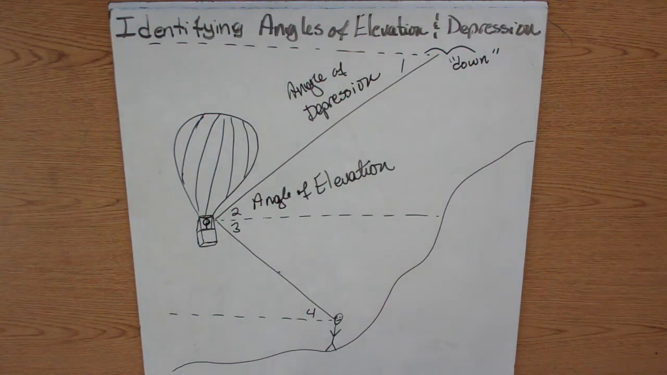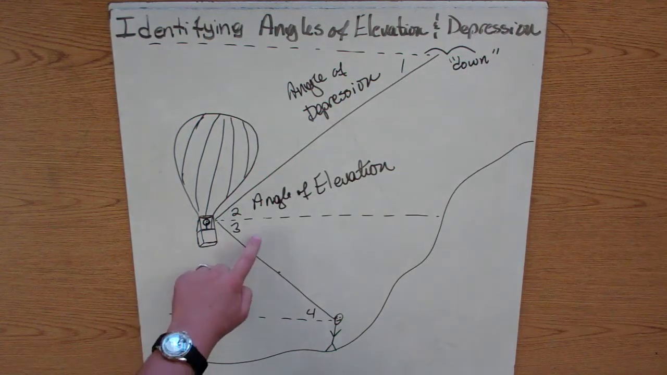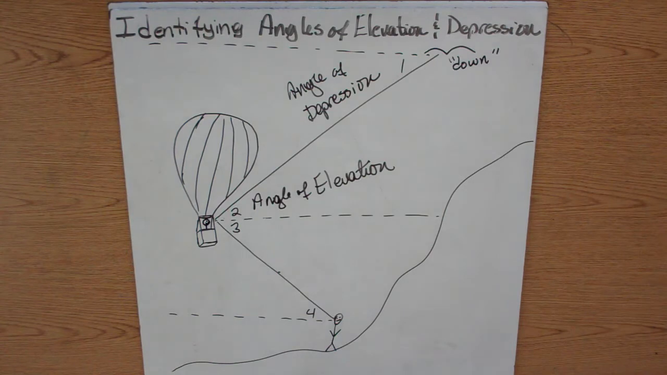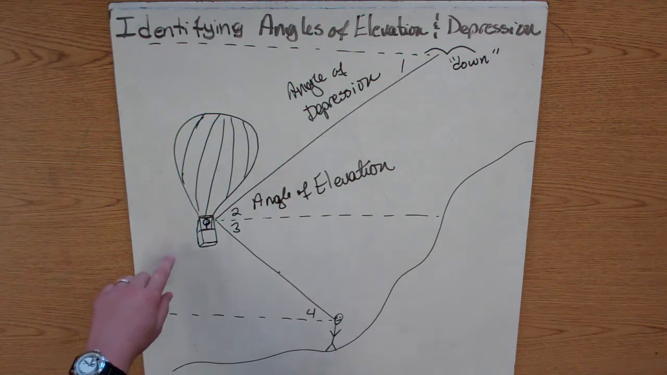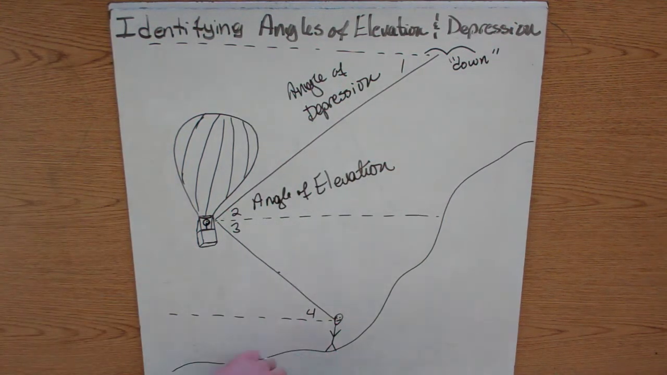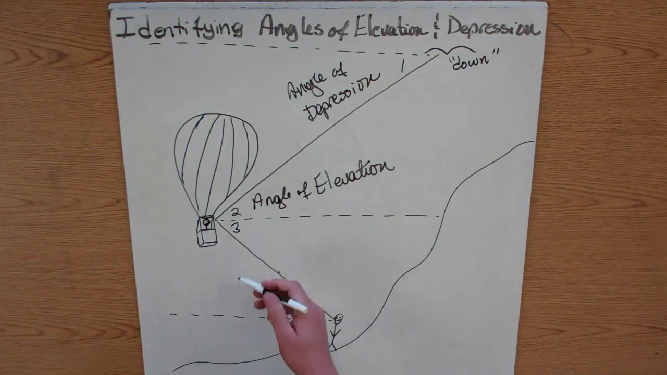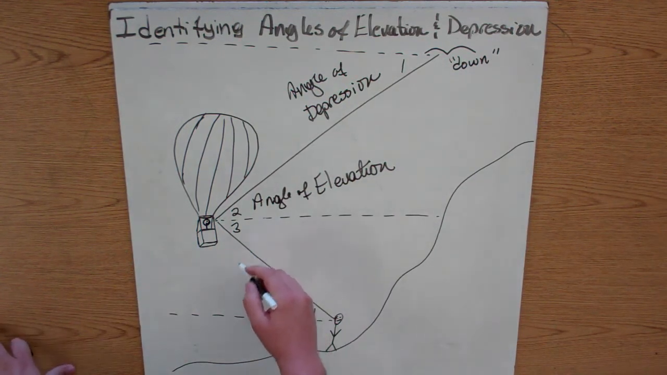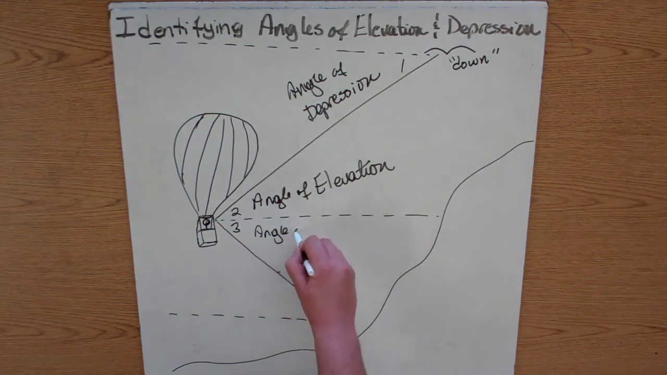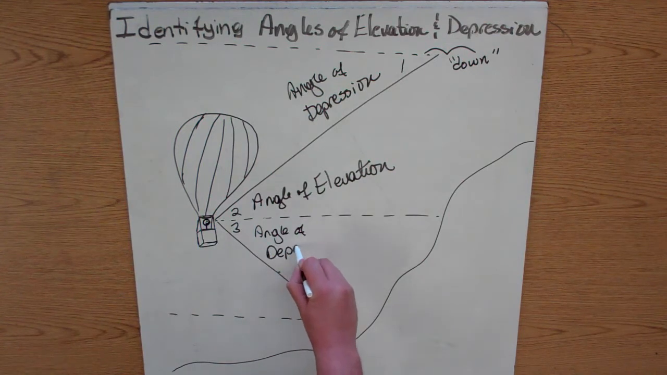Now, I'm going to give you a few moments. Figure out what 3 and 4 are. Are they elevation or are they depression? Take a couple seconds. Alright. Angle 3. You're in a hot air balloon. You're looking down at the person at the bottom of the mountain. Since you're looking down, it is an angle of depression.